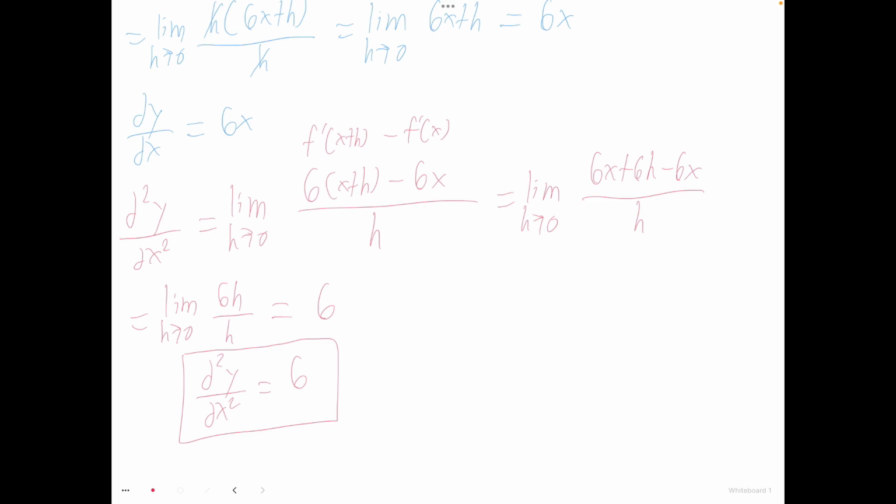Just to summarize what we did: if f of x was 3x squared minus 2, f prime of x we found was 6x, and f double prime of x was 6. We were able to compute the second derivative just by doing the derivative twice.